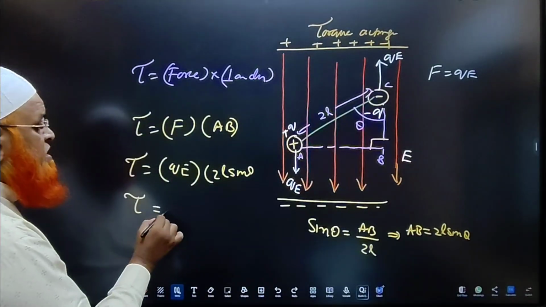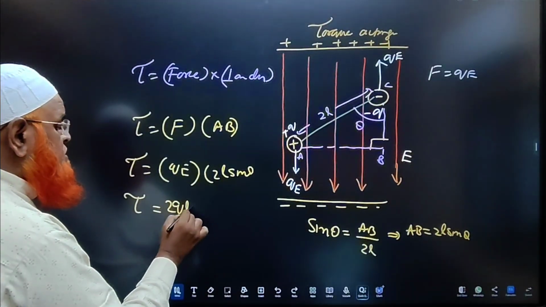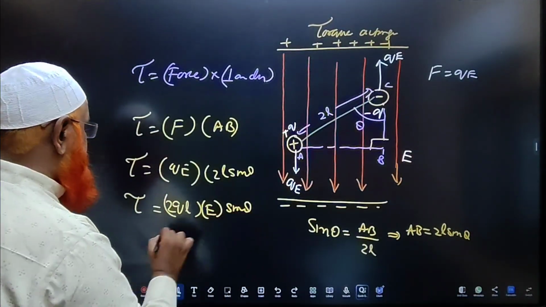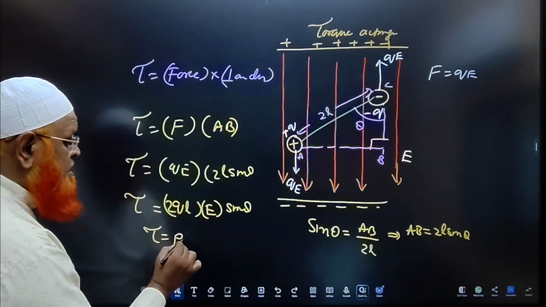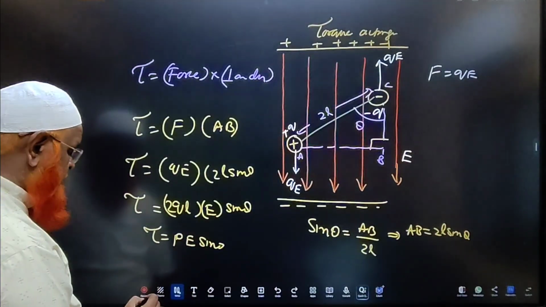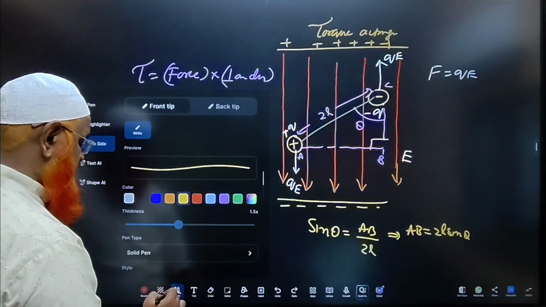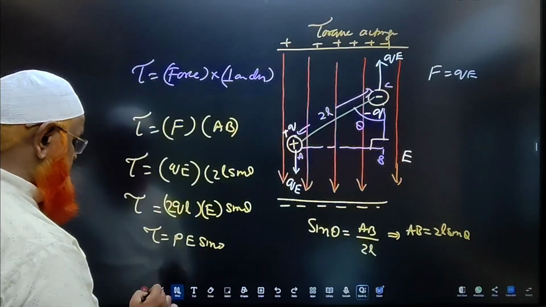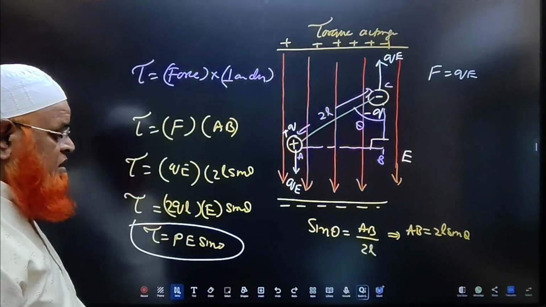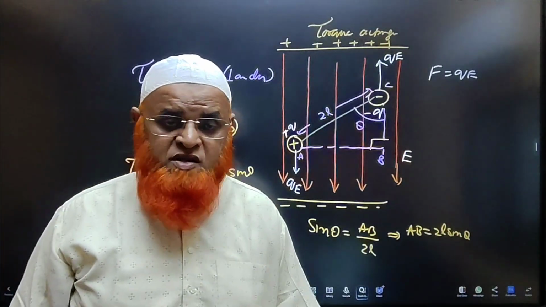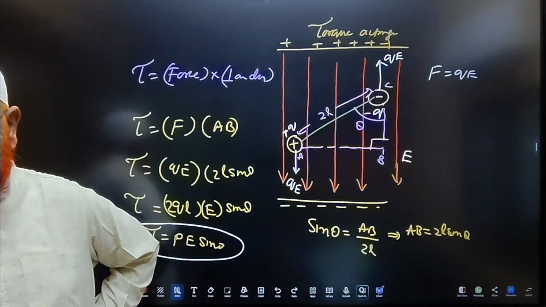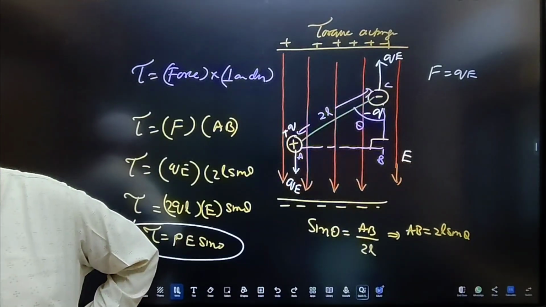So from this, what do you understand? Take 2qL separately, E separately, and sin theta separately. Torque is nothing but pE sin theta. This small p is called the dipole moment. So this is going to be your formula. I think you understand what I'm saying now. This is a simple formula for torque acting on an electric dipole: tau is equal to pE sin theta. Based on this, 2-3 problems are there in previous year questions.